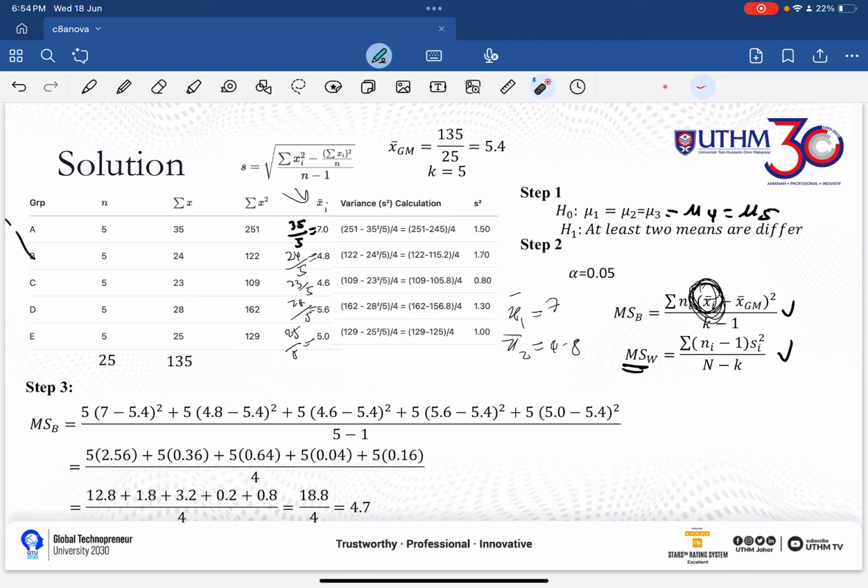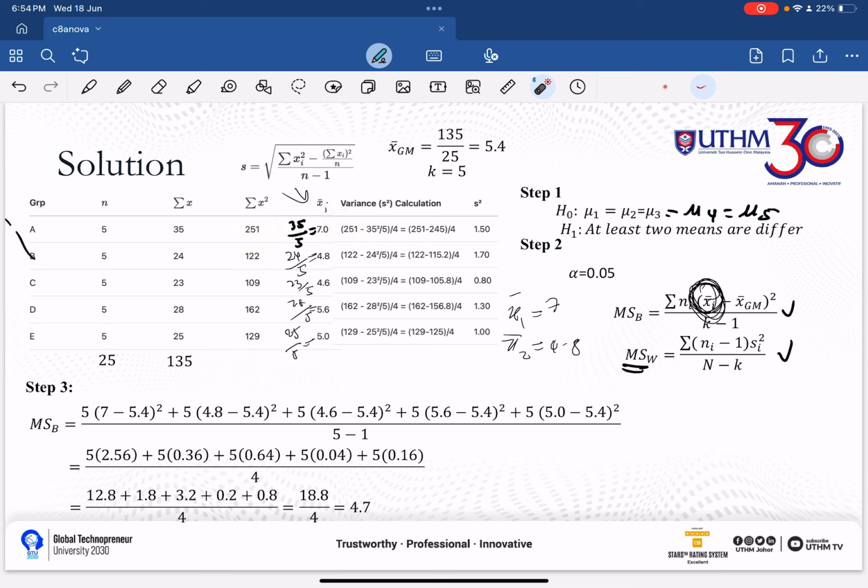And then you sum up the x first, which is 35. And then we square it, divide by n for the group, which is 5. And then 5 minus 1 is 4. Okay, so if you look here, how do I get 251? Where did I get 251 here? Okay, so where did I get this one?